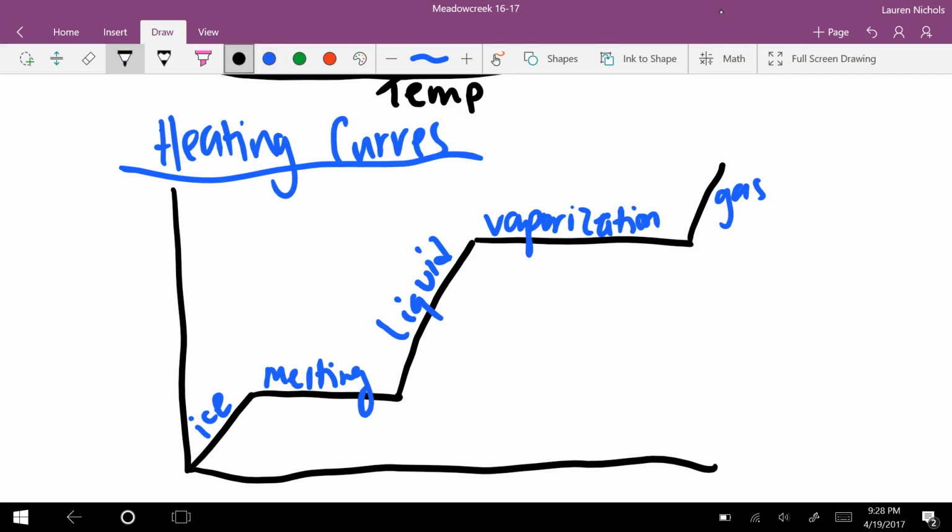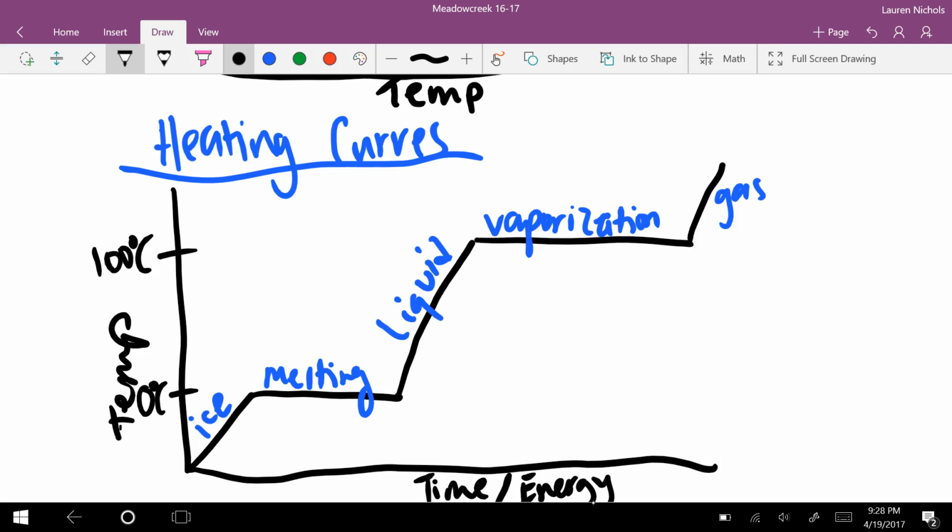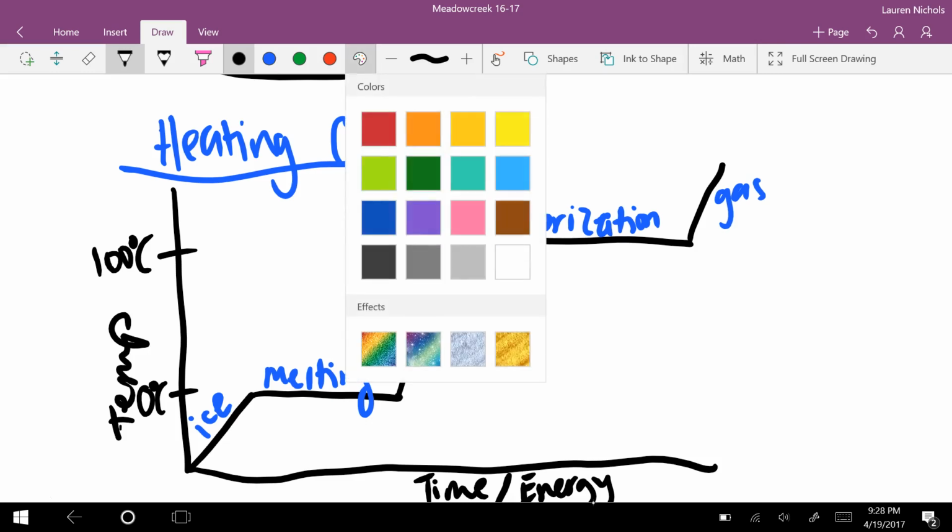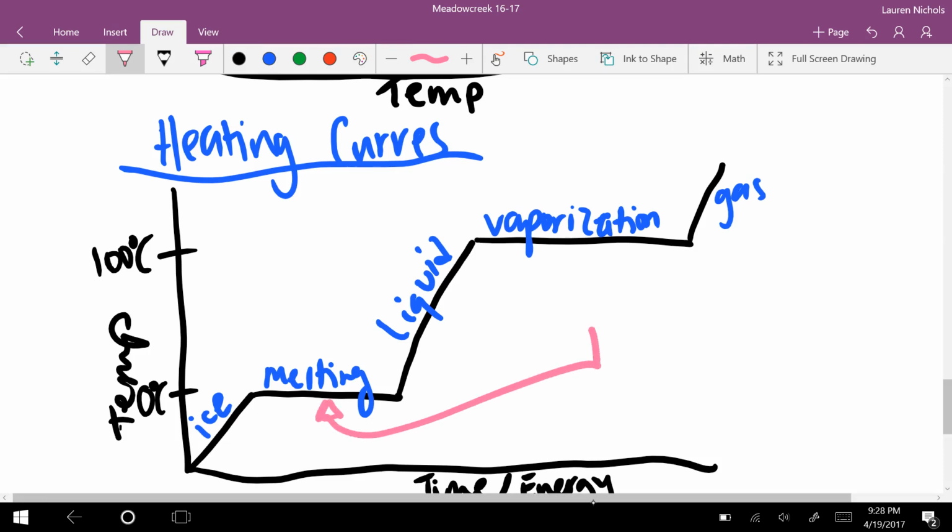Now I forgot to put that temperature is on the y-axis, and time, although sometimes you see it as energy, this is really both, is on the x-axis. Now if this is for water, ice starts to melt or liquid starts to freeze at 0 degrees Celsius, and vaporization happens at 100 degrees Celsius. And the reason why these two lines are flat, even though clearly we're adding more energy, is that the temperature is not increasing. The speed of these molecules is not increasing.